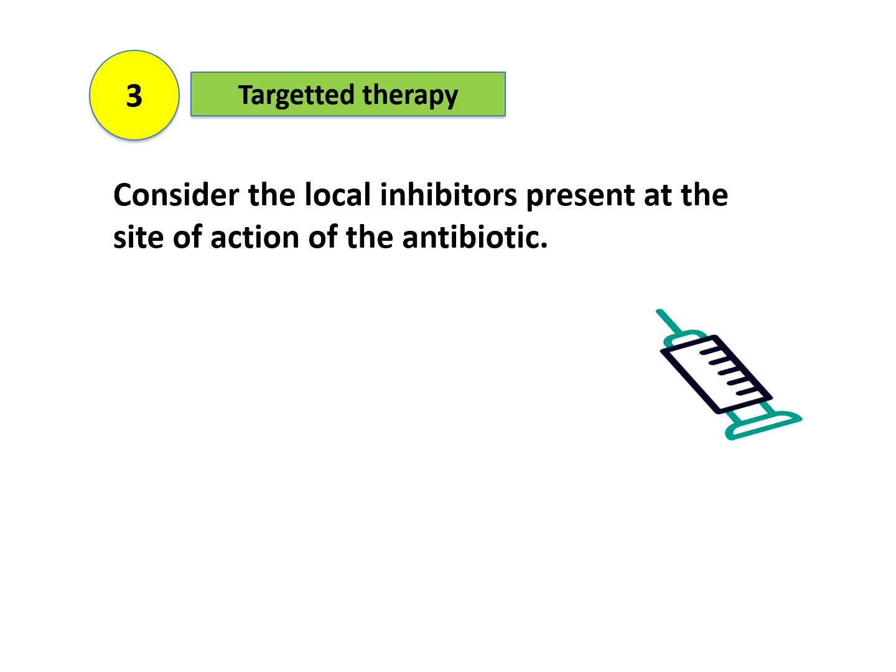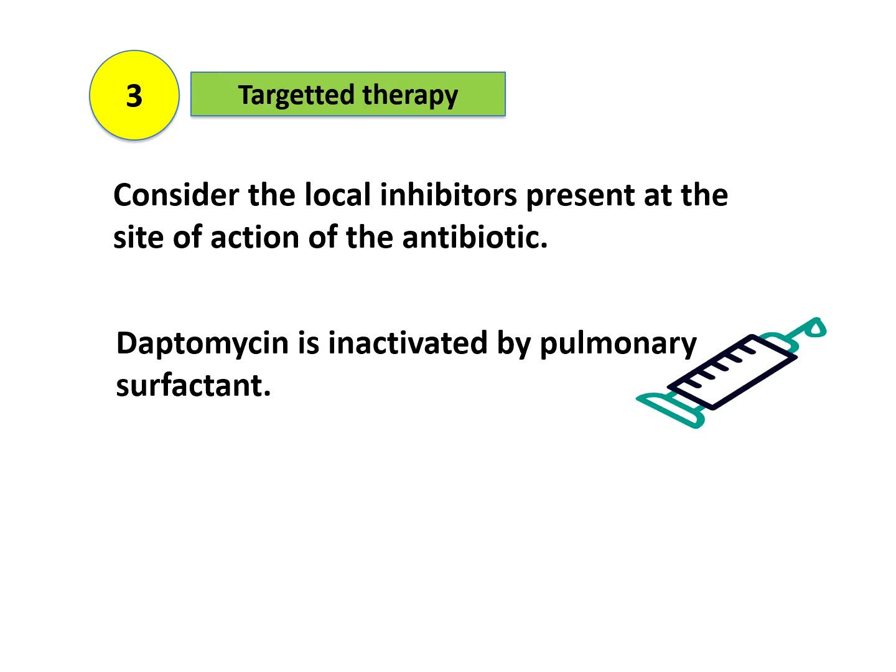Consider local inhibitors present at the site of action of the antibiotic. For example, daptomycin is inactivated by the pulmonary surfactant. So, as daptomycin is locally inactivated by the pulmonary surfactant, we can't use daptomycin to treat a pulmonary infection.